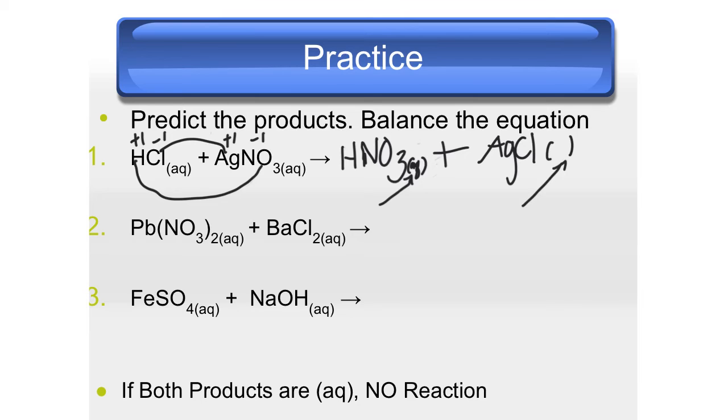So since that is a solid, we're gonna label that with an S. Since there is an S there, that means that this is a reaction that happened. So the silver chloride is insoluble, we label that as solid. The silver chloride is insoluble, which means it's a solid. The hydrogen nitrate was soluble, which means it's aqueous.